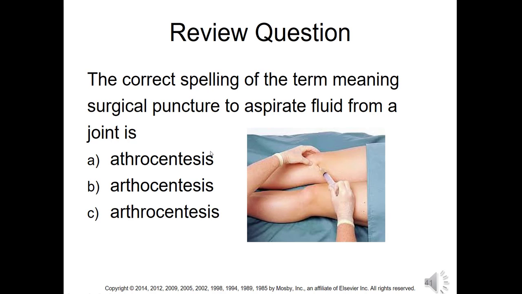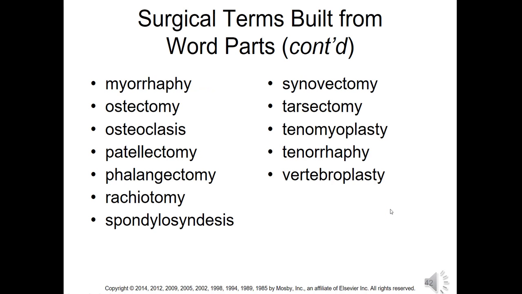Let's see, the correct spelling of the term meaning surgical puncture to aspirate fluid from a joint. Well, we know centesis is surgical puncture to aspirate fluid. Joint is arthro, so naturally it would be arthrocentesis. All right, let's look at some more of these surgical terms. A myorrhaphy is a suturing of the muscle, myorrhaphy. Ostectomy is the excision of a bone. Osteoclasis is, again, this is the one that we just said.